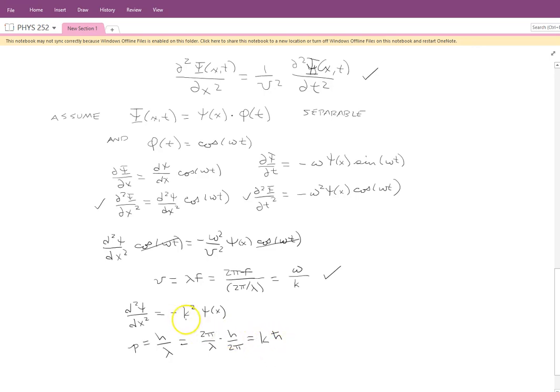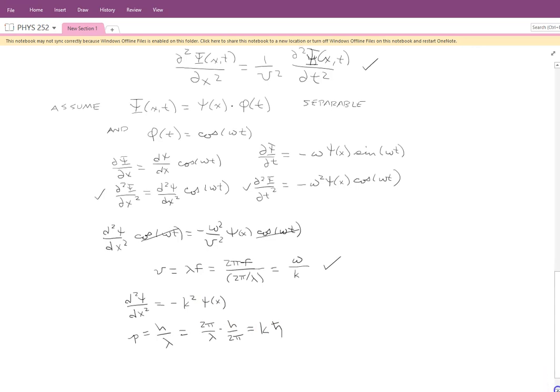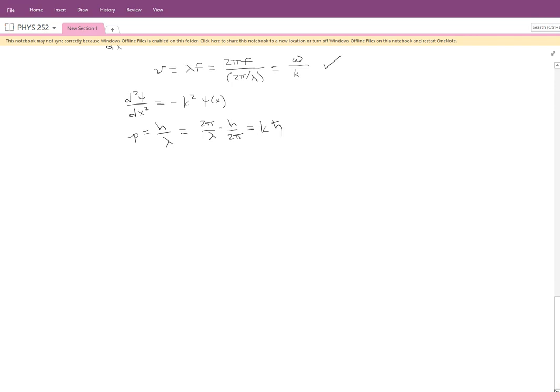So I'm going to replace that k right there with p over h bar, momentum over h bar, and that allows me to write my differential equation as d squared little psi dx squared equals minus momentum p squared over h bar squared times psi of x. So we brought in the idea of momentum. Now we're going to use conservation of energy.